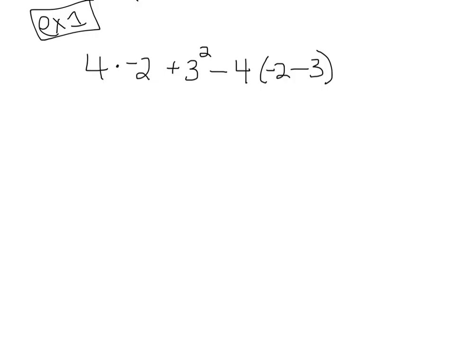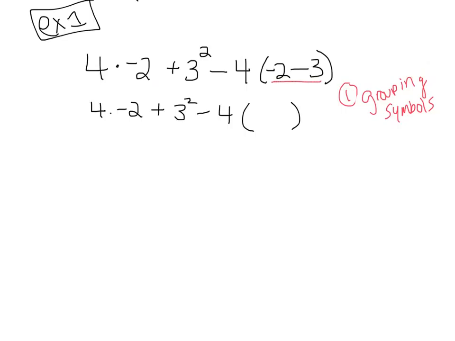Now let's try this example together. I recommend that you pause this video and rewrite the problem so that you can follow along. My first step is going to be simplifying the inside of the parentheses. Whenever I'm completing an order of operation problem, I like to rewrite the entire problem on my next step. So here I rewrote the entire thing, and then instead of -2 minus 3, I'm going to write -5. My second step is going to be simplifying this exponent.